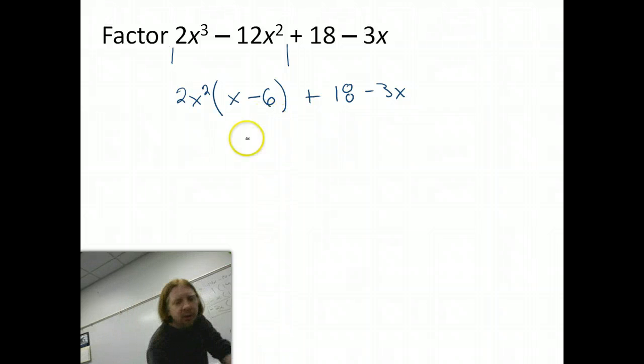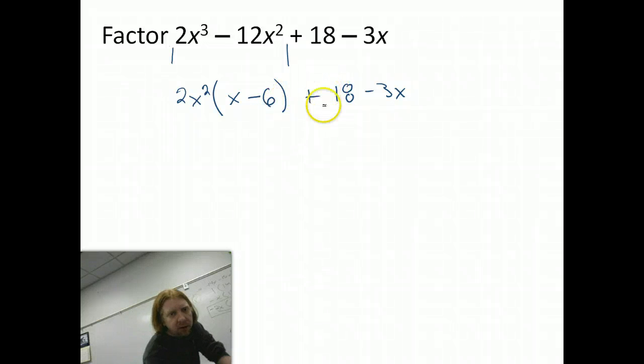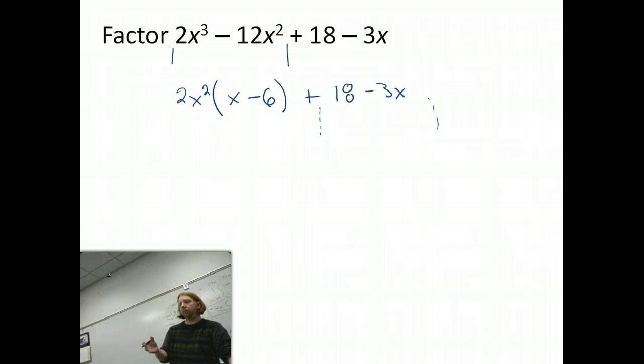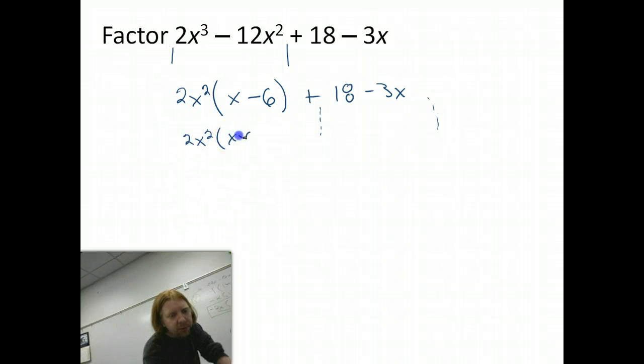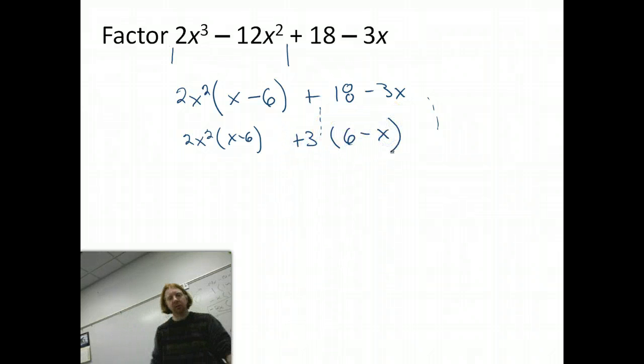All right. Let's look at the second group now. I've got these guys over here. What can I yank out that they have in common? Pull out a 3. All right. Don't change the first one. So 2x squared, x minus 6. Now I'm going to pull out a 3. Leaves me 6 minus x. Yeah, 3 is a good choice to pull out.